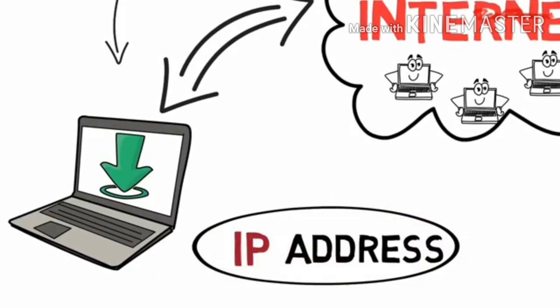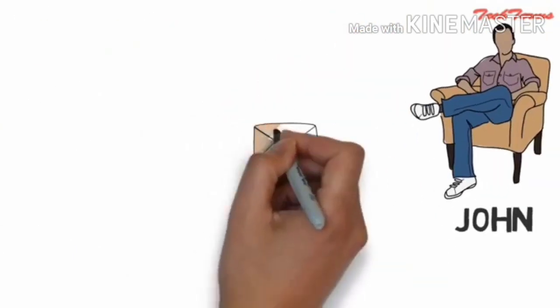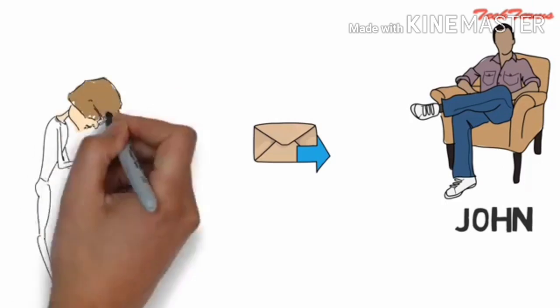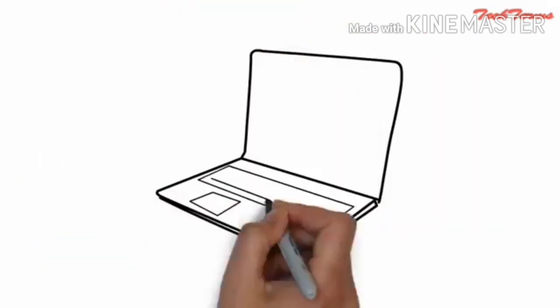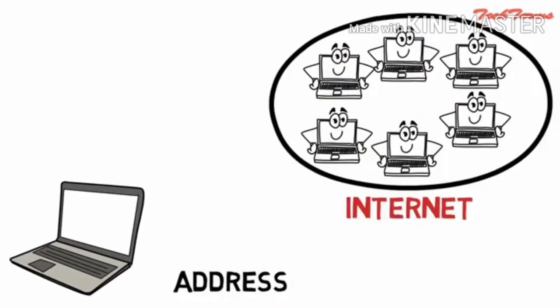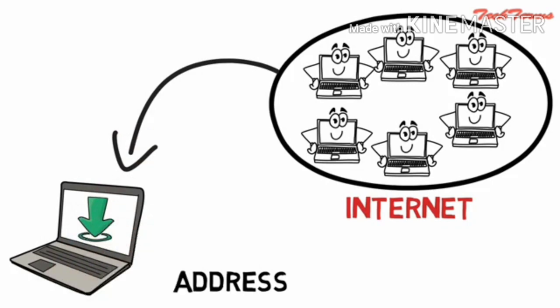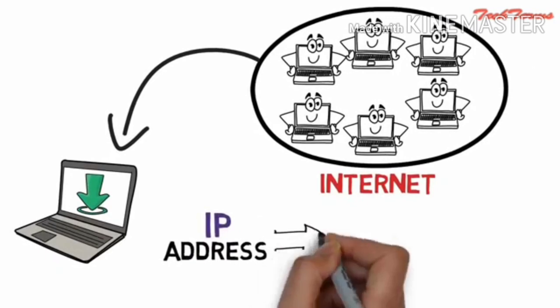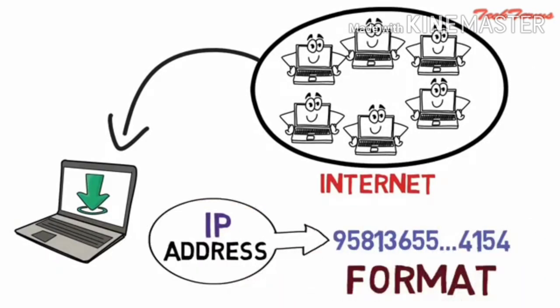Let us understand it with another example. If someone wants to send you a mail, then he or she should have your home address. Similarly, your computer also needs an address so that computers in internet can send you a file that you want to download. That address in internet terms is called IP address, which is nothing but a string of numbers written in a certain format.